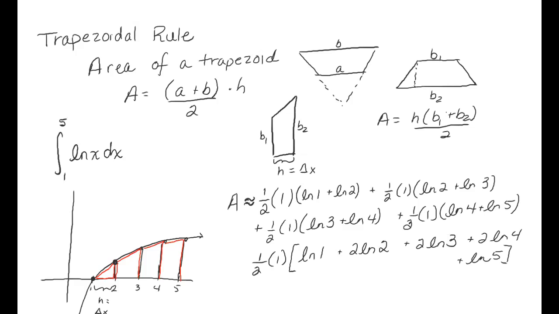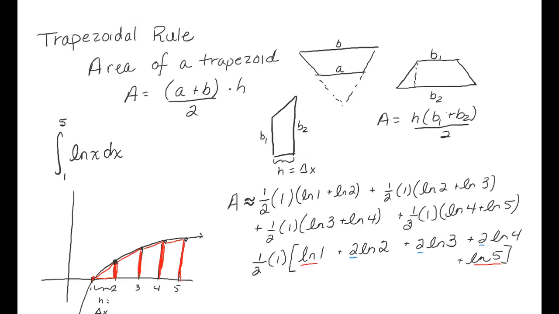So notice that inside those brackets, all of my y values appear at least once, but the middle y values appear twice. And that's because they were in 2 different trapezoids. In other words, this side, we'll make it a little brighter, was in the first trapezoid and the second trapezoid. This side was in the second and third. This side was in the third and fourth. Whereas the left and the right ends were only in 1 trapezoid each. So they only appear once, whereas all the others get a coefficient of 2 because they appeared twice.